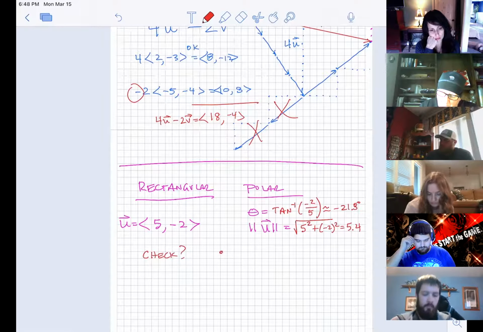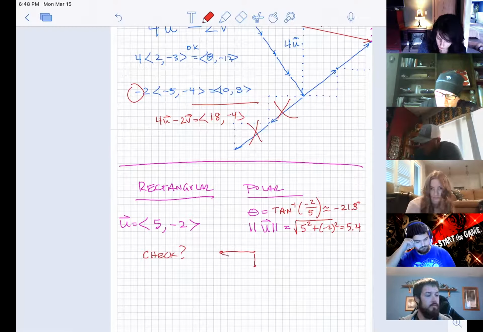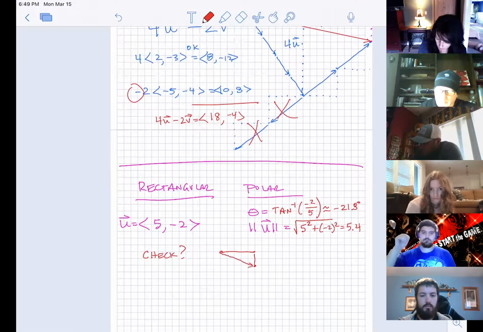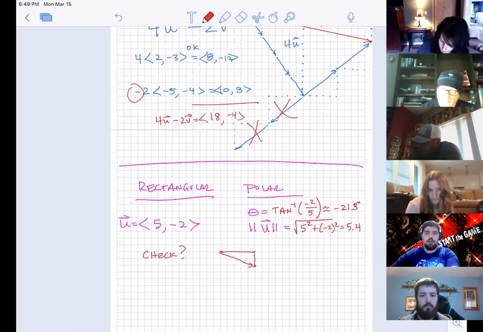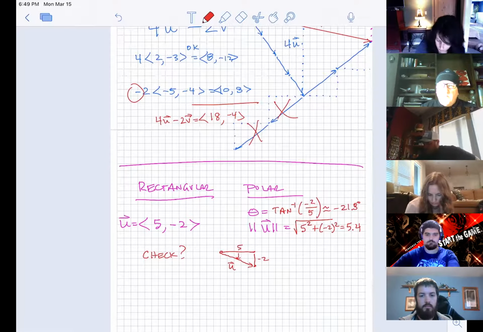Well, if I went right five and down two, then we're talking about that for our vector. That's the vector u right there. That's what it actually looks like. Since this distance is 5 and this distance is 2, does that angle of negative 21, negative 22 degrees look right? Yeah, it actually does, doesn't it? Looks about right. Cool. Notice I got it right. That ended up in the fourth quadrant.